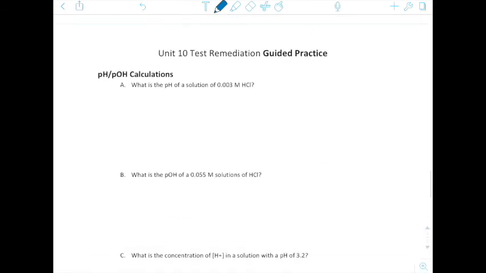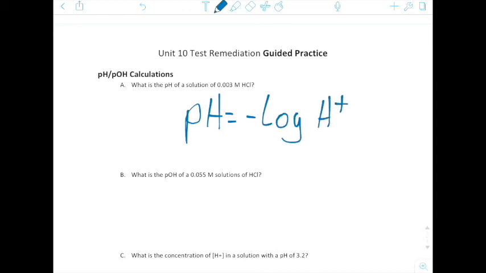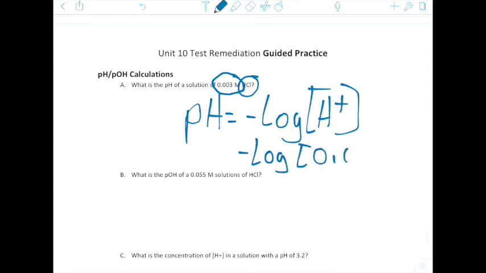Moving on to pH and pOH calculations. When we try to find the pH, the equation that we will be using is pH equals -log of our hydrogen ion concentration. Now, since this is hydrochloric acid, it's a strong acid, so this is the concentration of our hydrogen. So all we do is go -log of 0.003.